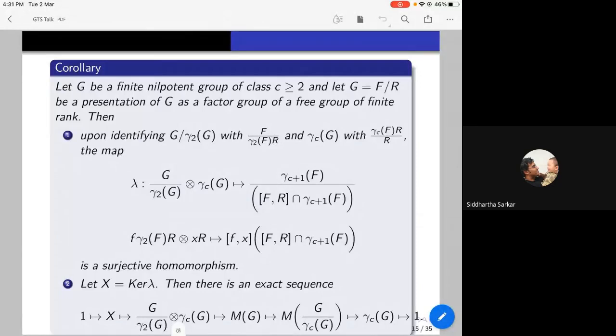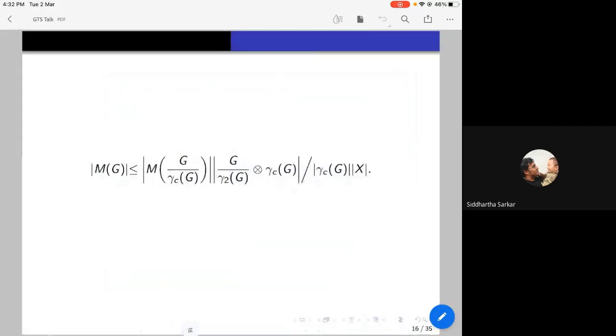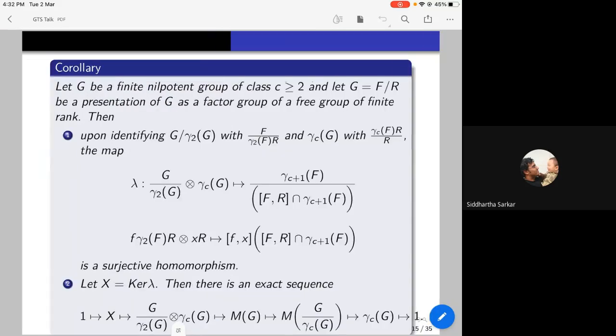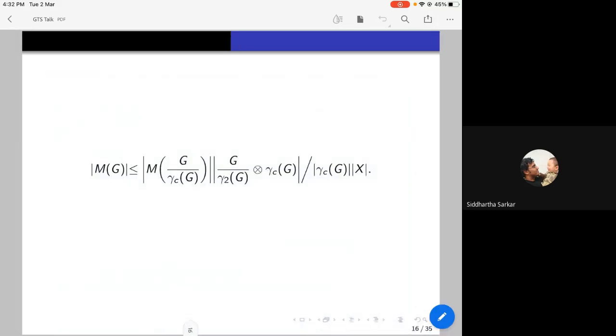Using the exactness of this sequence, you see this M G by gamma c G can be taken down. When you look closely, one gets this thing, that is the bound of Vermani, except mod X. So mod M G is less than or equal to mod M G by gamma c G into mod G by gamma 2 G tensor gamma c G upon mod gamma c G. One just needs to look closely at this exact sequence to find out this thing.